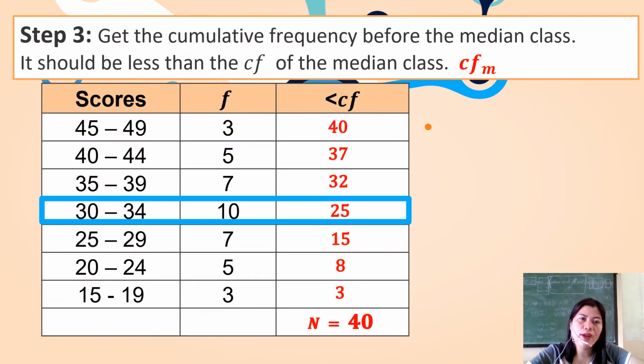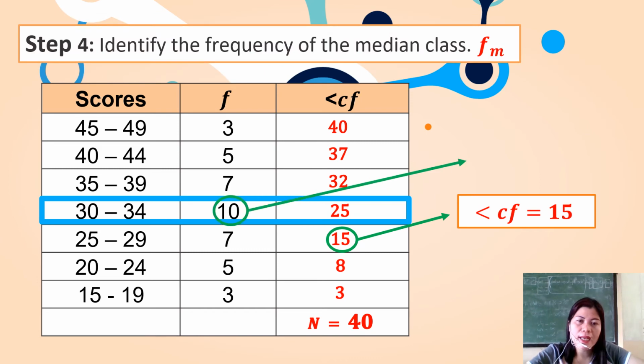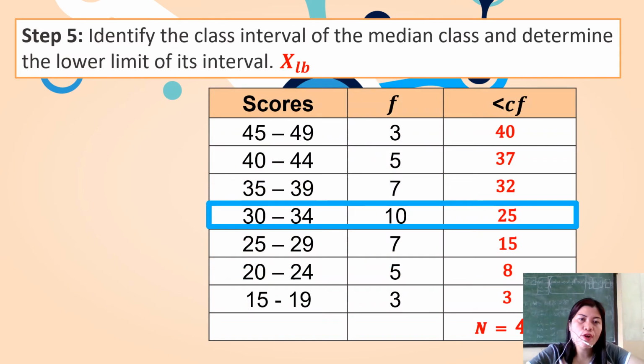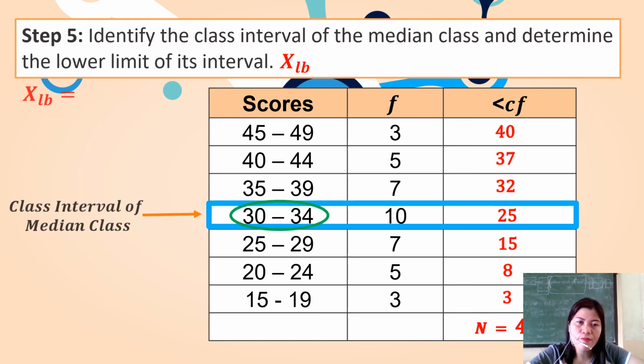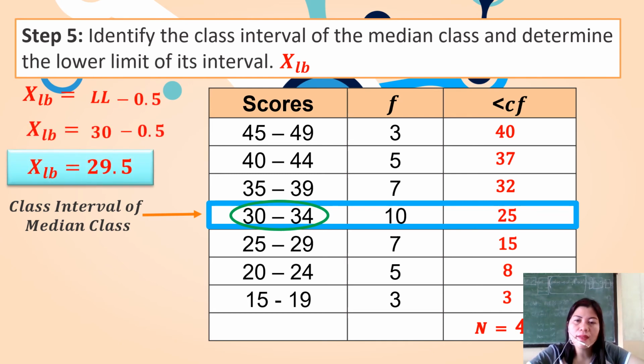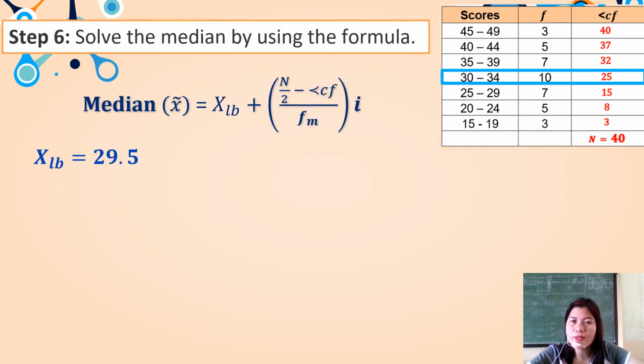After that, you are going to get now the cumulative frequency before the median class. It should be less than the CF. So, this is the 50th. Then, you have there 10 is our frequency, right? So, therefore, you are going to identify now the class interval of the median class and determine the lower limit of its interval. So, they have 30 to 34. So, you have there lower limit minus 0.5. So, this is 29.5.